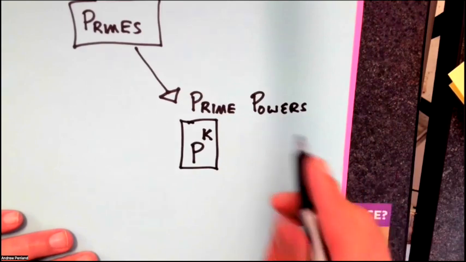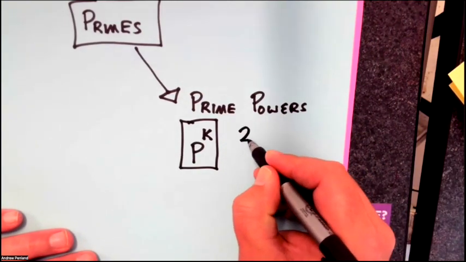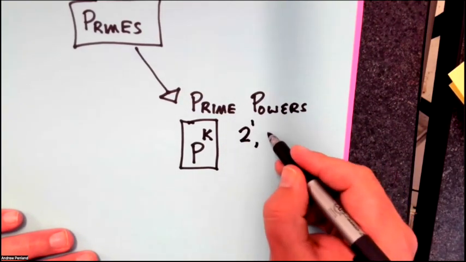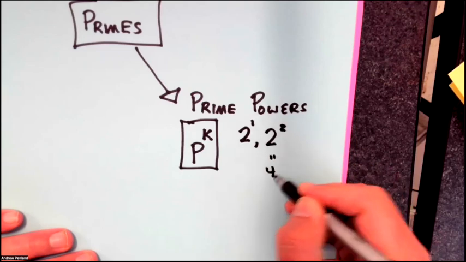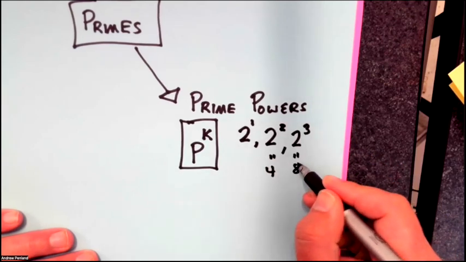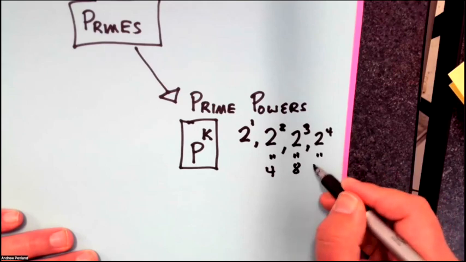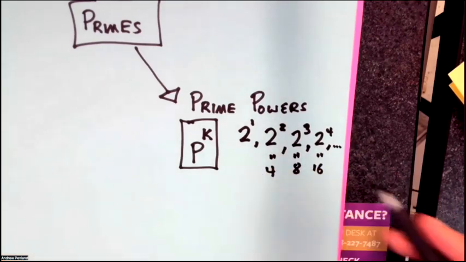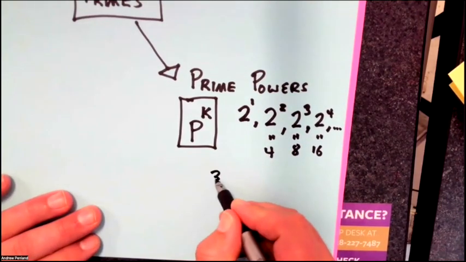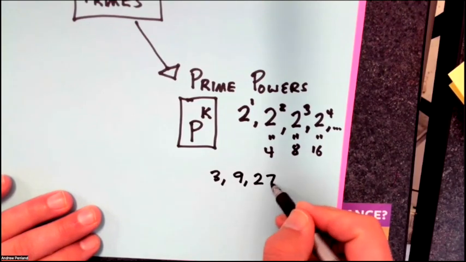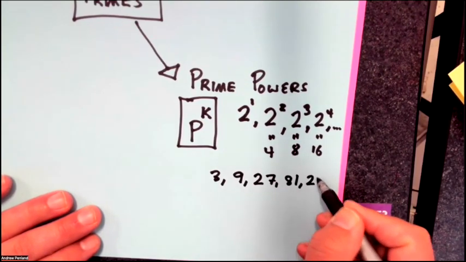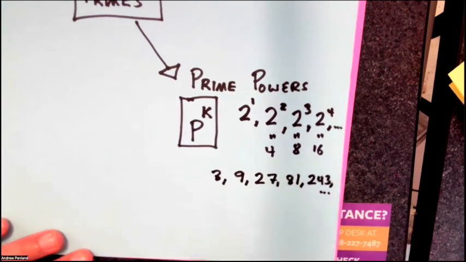As an example, you would look at something like 2 to the 1, which is a prime. And you also have 2 squared, 4, 2 cubed, which is 8, 2 to the 4th, which is 16. These would be powers of 2. Or you could look at 3, 9, 27, 81, 243. These would be powers of 3.